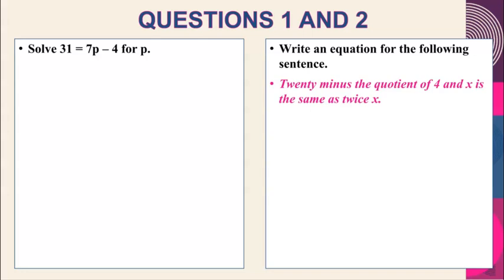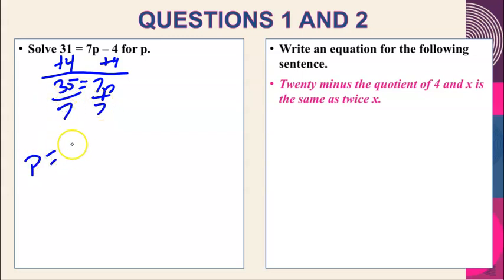So they're asking us to get p by itself and determine what p is going to equal. The first step is to get the p by itself, so I'm going to add 4 to both sides. This gives us 35 equals 7p. The opposite of multiplying by 7 is divide by 7, so I want to divide by 7 to get p by itself. That means p is going to equal 5.